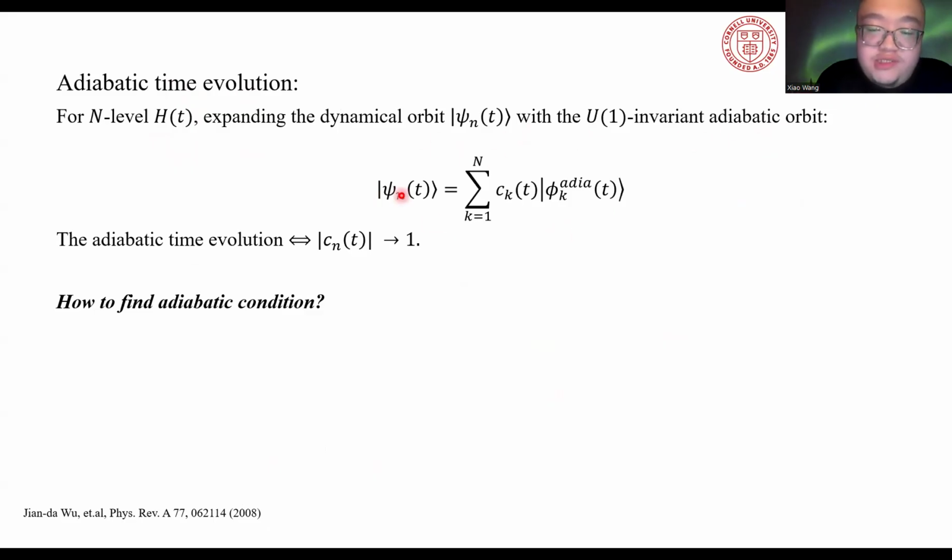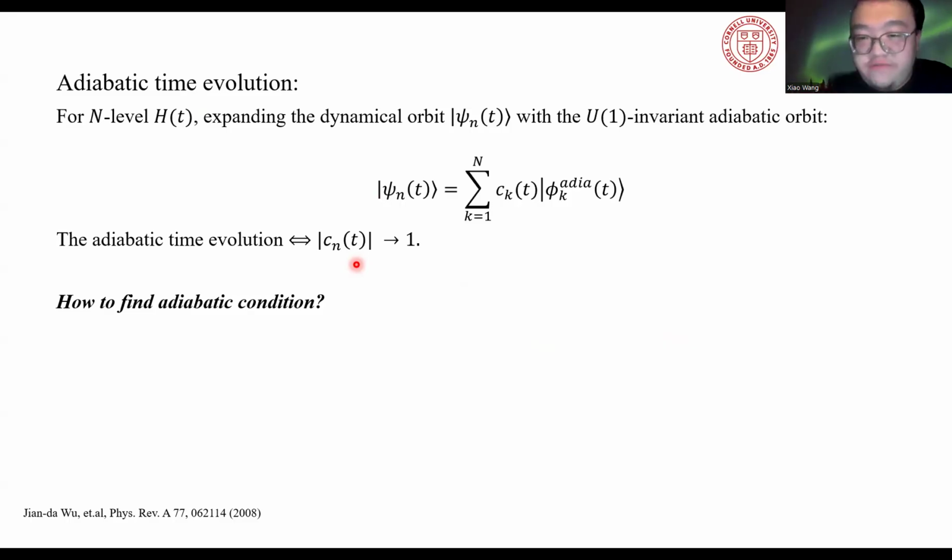So we can write out this expression of the wave function, and then the adiabatic time evolution process exactly means that the corresponding coefficient of the nth energy level, C_n(t), the absolute value is equal to 1. So this is the more concrete definition for the adiabatic time evolution process. And then comes a question: how can we find the adiabatic condition to make the time evolution process an adiabatic time evolution process?